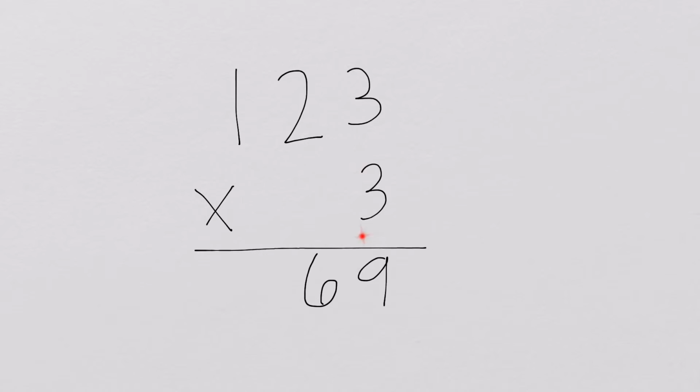And then lastly, 3 times 1, which is 3. So that answer becomes 3. And 123 times 3 is 369.